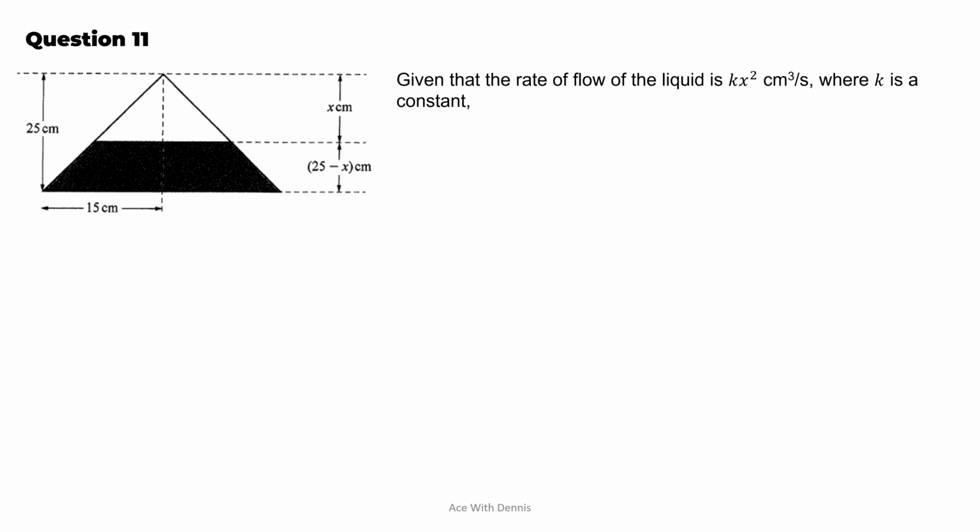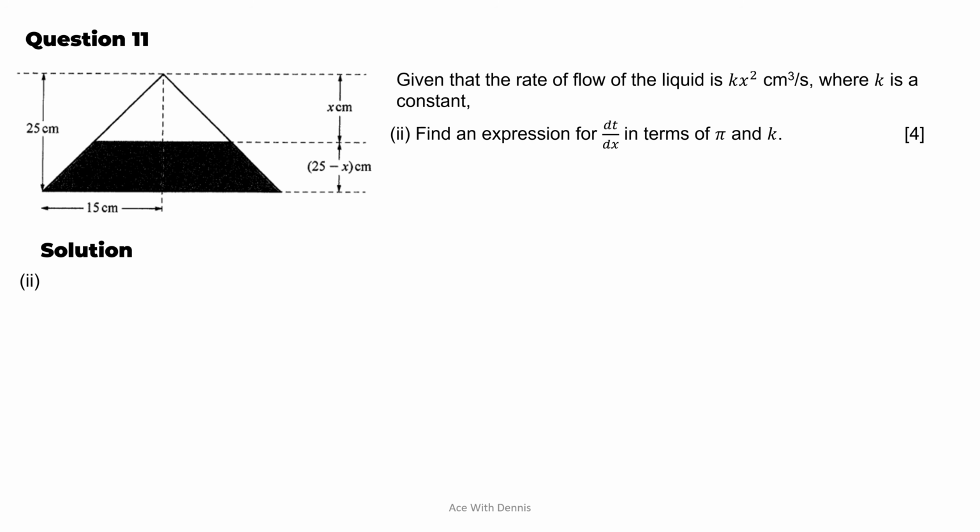Now, given that the rate of flow of the liquid is kx squared cm cubed per second, where k is a constant. Part 2: Find an expression for dt over dx in terms of pi and k. 4 marks.